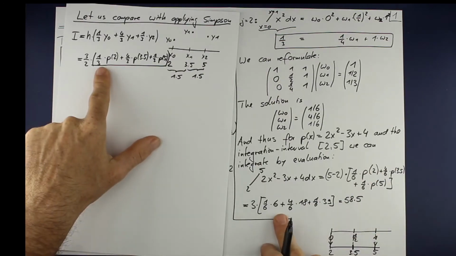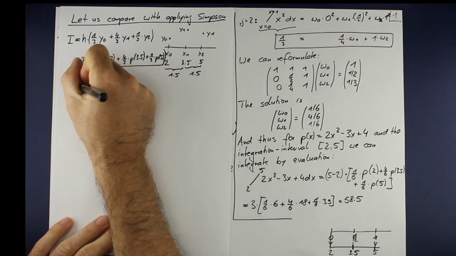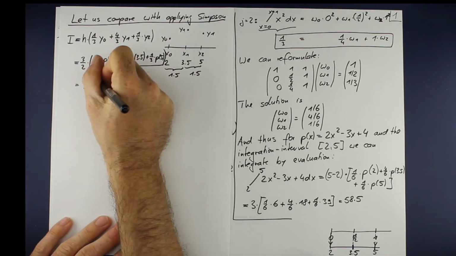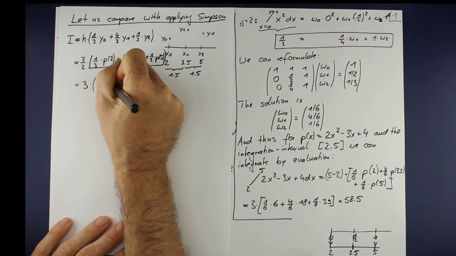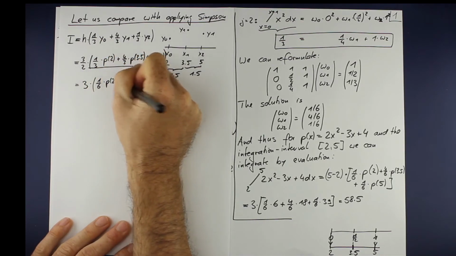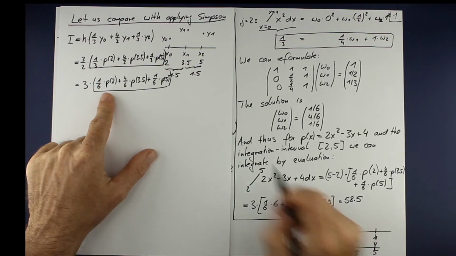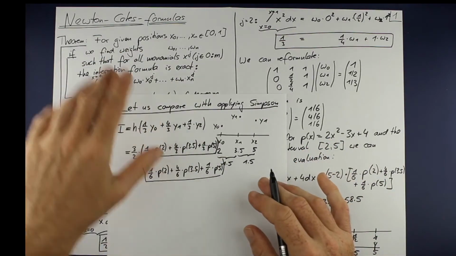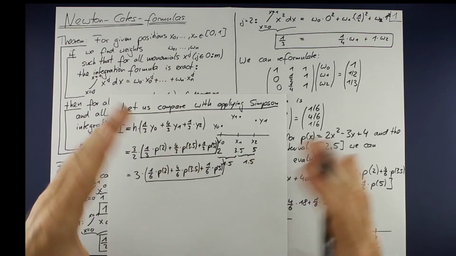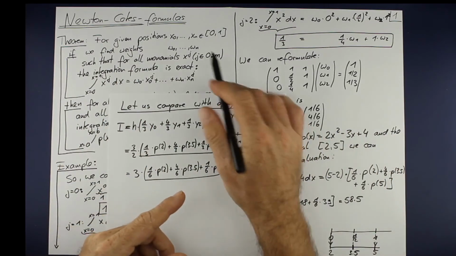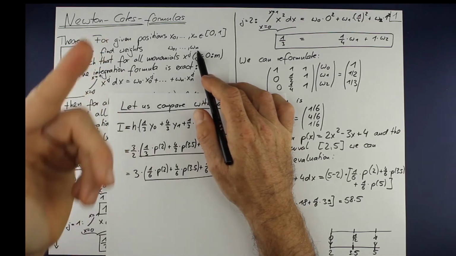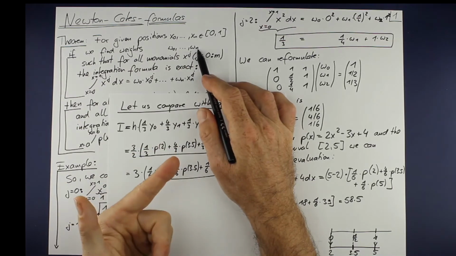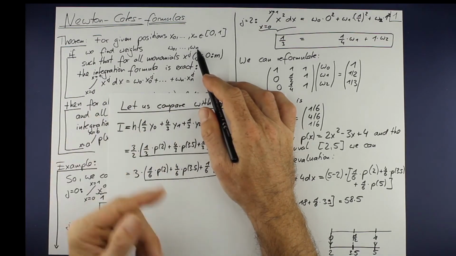And now, is that the same or not? Yes, it is. Maybe you see it. 3 multiplied by the half inside here, and then you get 1 divided by 6 times p of 2 plus 4 divided by 6, and so on. So applying Simpson is exactly what we did here. That means Newton-Cotes is the more general thing. For n is 2, we get Simpson. For n is 1, we would get the trapezoidal rule, and for larger n, we get something new.